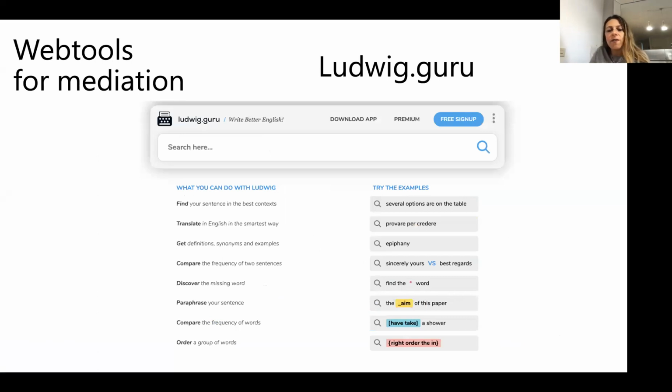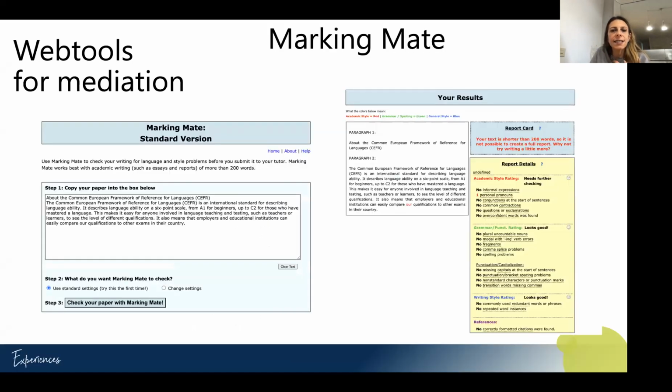Ludwig Guru is another very useful tool. These tools are all free. Once again, the text is manipulated, and the web tool will provide suggestions according to the context. There's a linguistic corpus behind this web tool. So according to the corpus and the text inserted in the form, it will suggest possible interpretation, comparison, translation, paraphrase, ordering, and so on, which is a way to manipulate, facilitate, rewordify and simplify a text. Marking Mate is another, I'm sorry, I'm going very quick, but of course I'm going to share all the slides, and then you can go into detail and investigate each of these tools further.